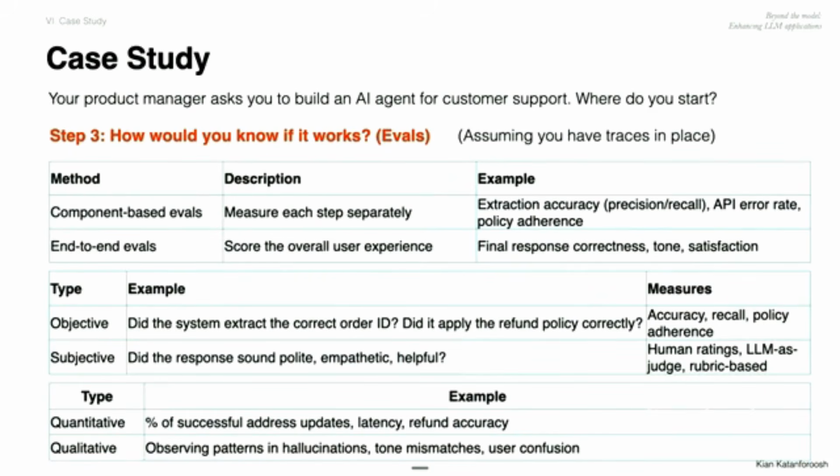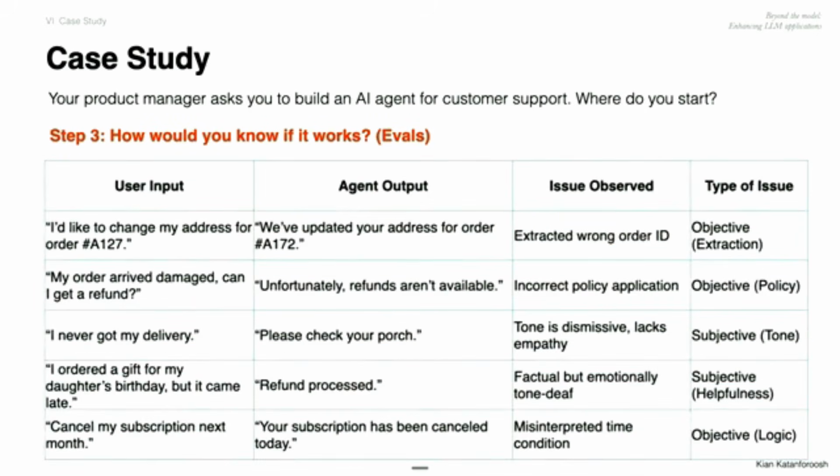And then finally, qualitative, you might actually do some error analysis and look at where are the hallucinations? Where are the tone mismatches? Are the users confused, and by what are they confused? That would be more qualitative, and typically it would take more white glove approaches to do that. Okay. So here's what it could look like. I gave you some examples, but you would build evals to determine objectively, subjectively, component-based, end-to-end based, and then quantitatively and qualitatively where your LLM is failing and where it's doing well.